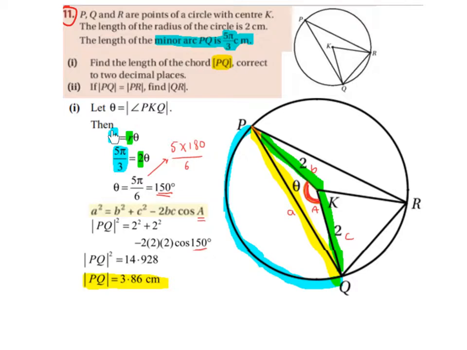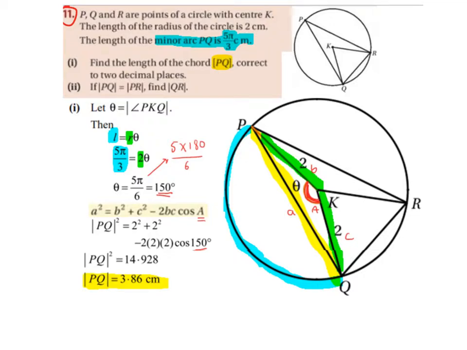So L, which is the length of the minor arc, is 5 pi over 3. So we swap L for 5 pi over 3, and that's equal to 2 times theta, 2 being the radius. And now we just have to solve for theta. To get theta on its own, we divide by 2. So it's 5 pi over 3 divided by 2, which gives us 5 pi over 6. And we know that pi is equal to 180 degrees. So it's 5 multiplied by 180 divided by 6, which gives us 150 degrees. So that angle at the centre, theta, is actually 150 degrees.